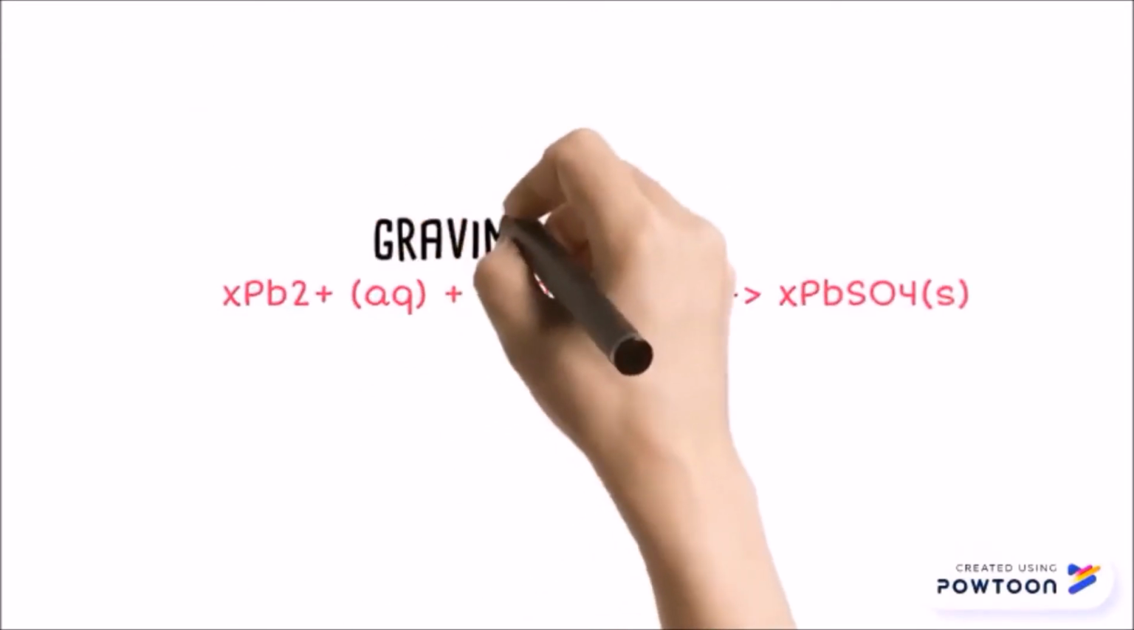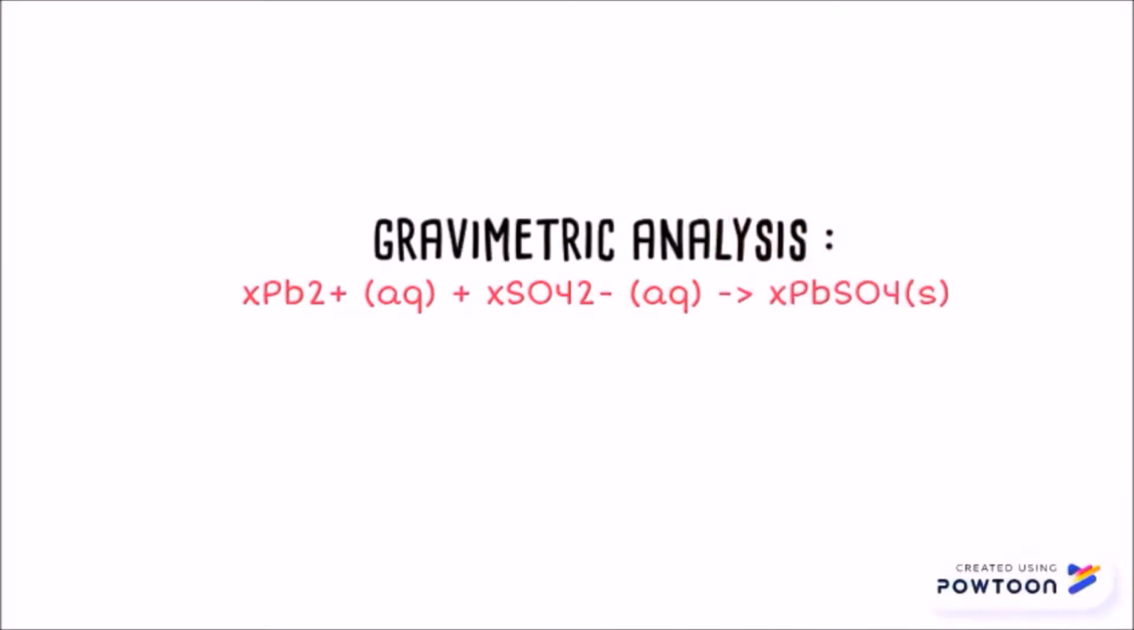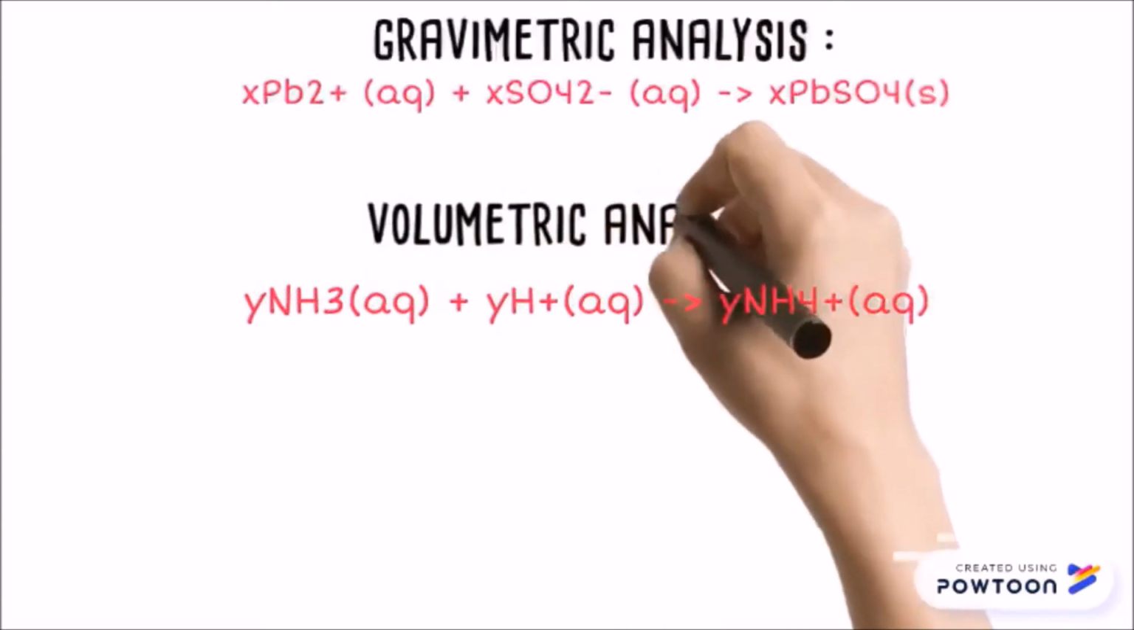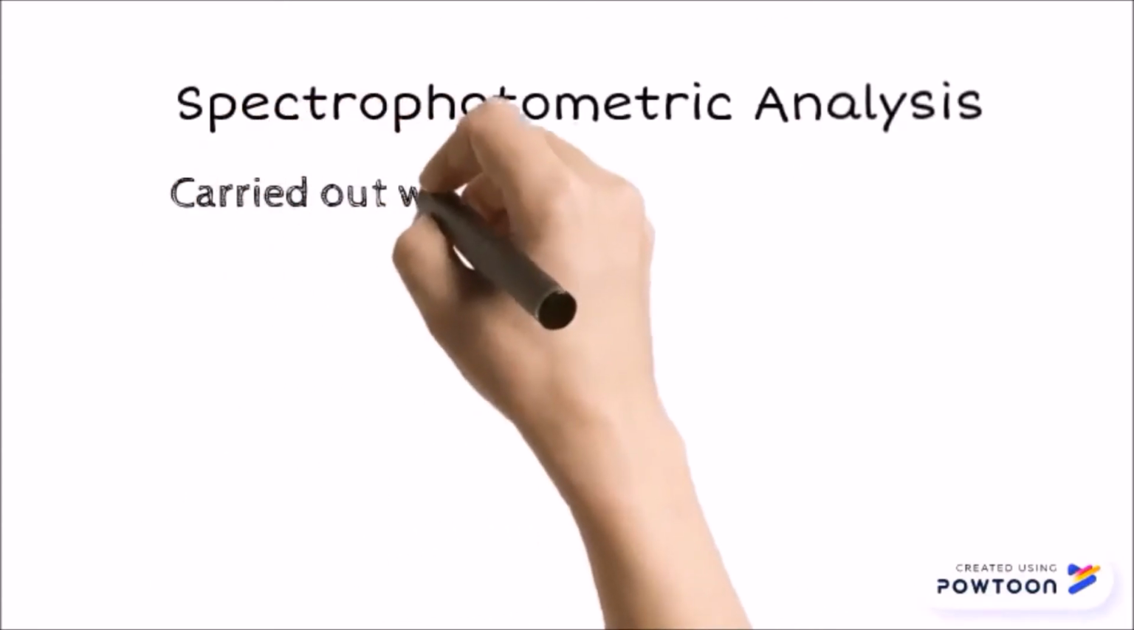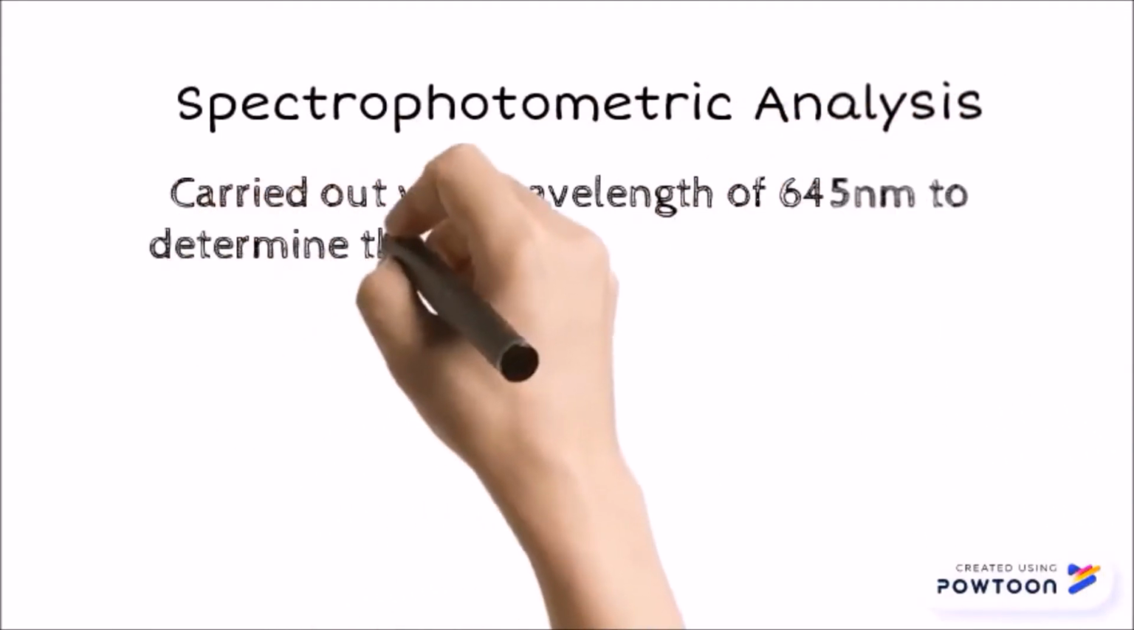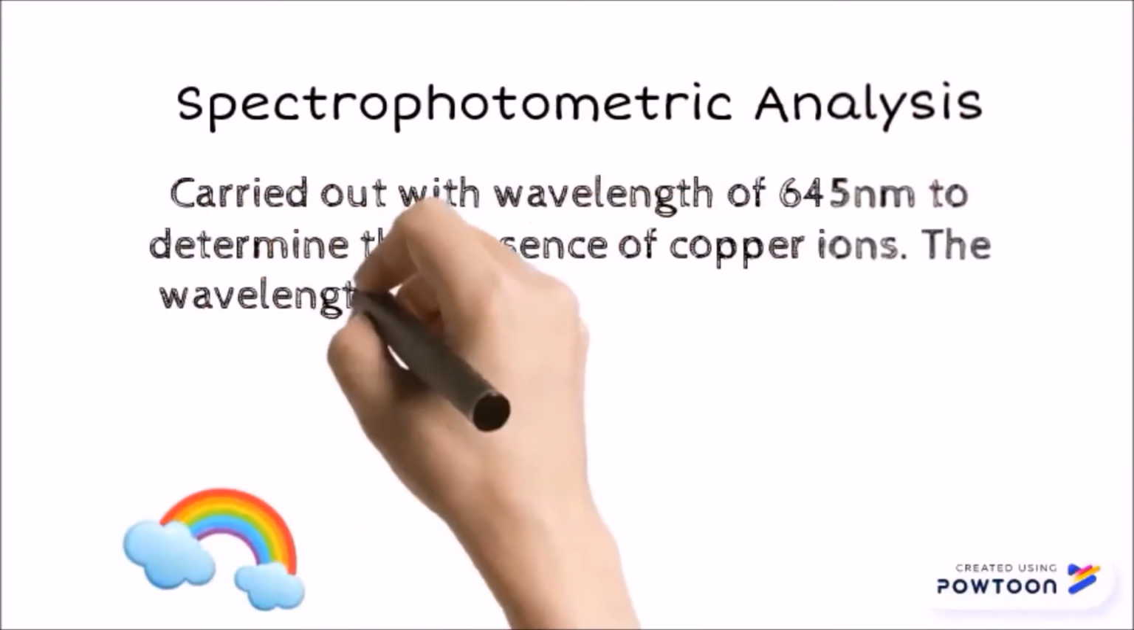There are 2 types of analysis: gravimetric analysis, where X mole of Pb2+ plus X mole of SO4 2- form X mole of PbSO4, and volumetric analysis, where Y mole of NH3 plus Y mole of H+ form Y mole of NH4+. Spectrophotometric analysis is carried out at a wavelength of 645 nanometers to determine the presence of copper ions.